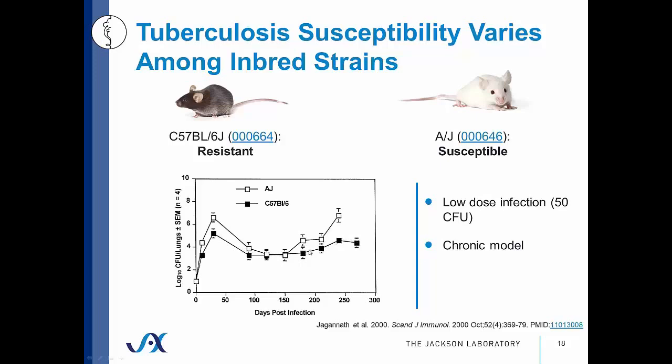In the black 6 J mice, however, you see that these bacterial loads remain relatively constant in the lungs. So this indicates that not only do these strains display the ranges of susceptibility commonly seen in human patients, but they also can be used to model different types of infection.